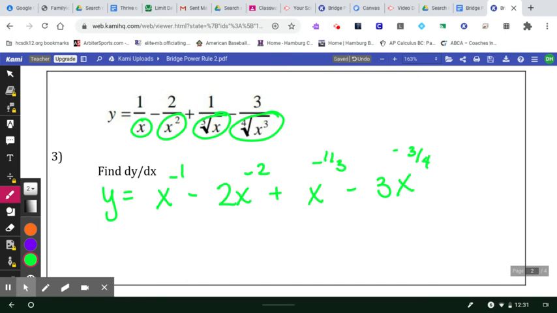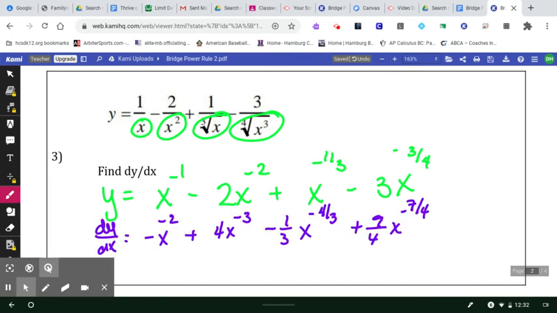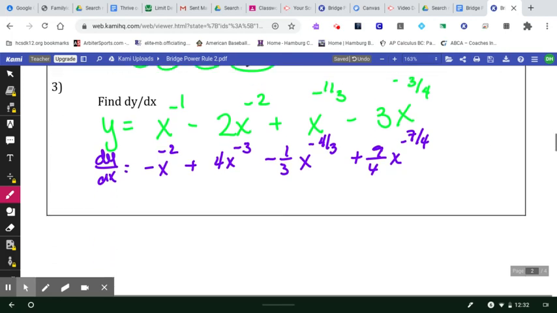All right, so again, let's pause it and try the derivative. So a quick comparison. I brought down my negative 1, subtracted 1, got that negative 2, brought down the negative 2, came a positive 4, subtracted 1, I got a negative 3, brought down the negative 1/3, subtracted 3/3, I got a negative 4/3, brought down this, so I got a positive 9/4, subtracted 4/4, and I got my 7/4.